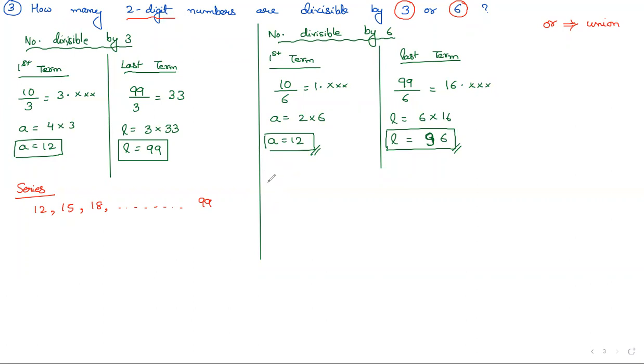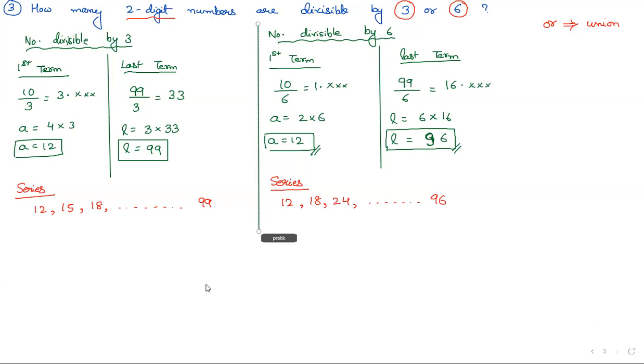Now when I take the next one into consideration, the series for this is nothing but 12, then plus 6, 18, correct? 24, goes all the way till 96.